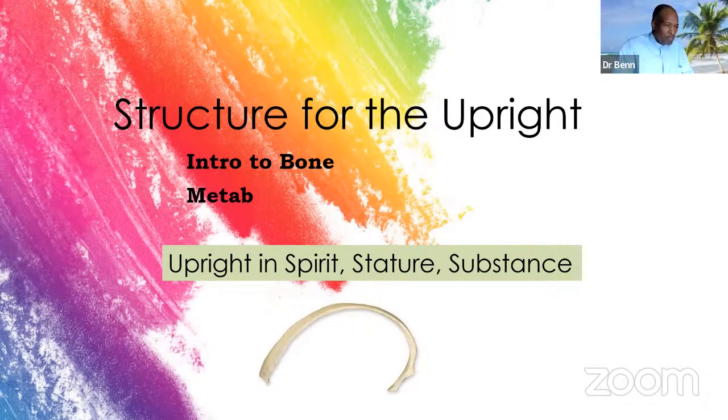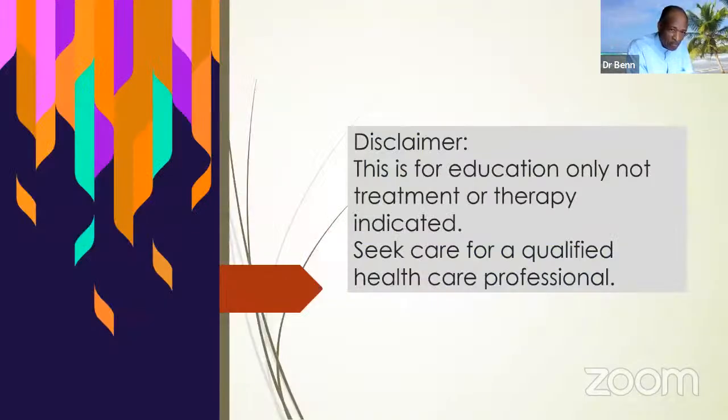All right. Well, welcome. This is the title of this information: Structure for the Upright, Introduction to Bone Metabolism. Upright how? Upright in spirit, stature, and substance. And the bone of symbol here is a rib, and we'll talk a little bit about that just shortly.